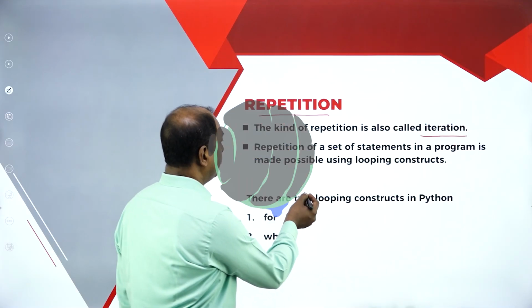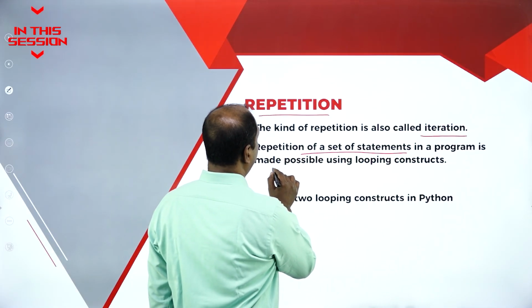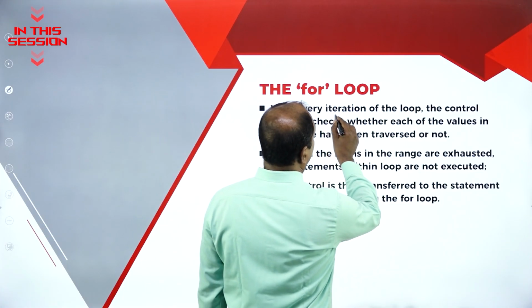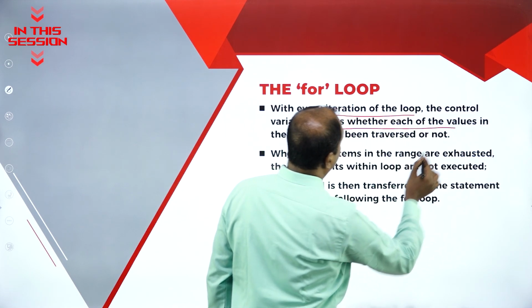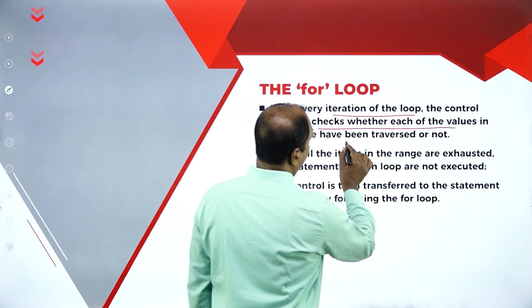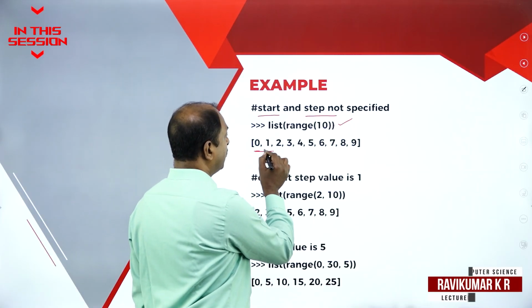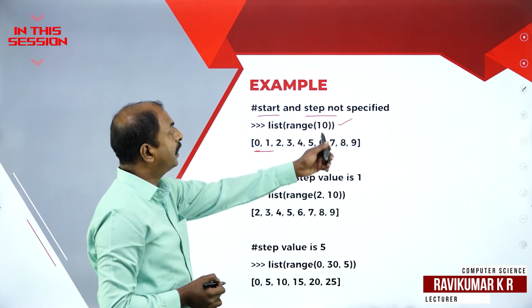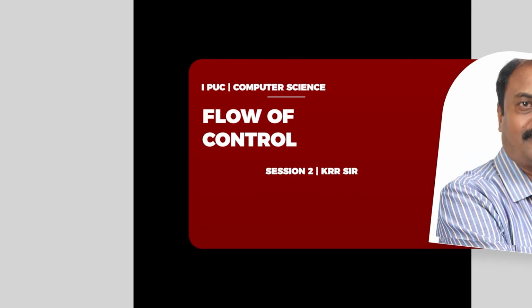What is repetition? Repetition of set of statements in a program is made possible using looping construct. With every iteration of the loop, the control variable checks whether each of the values in the range have been traversed or not. It's going to generate a list from 0 up to 9 and excluding the last value. That is the definition of range function.